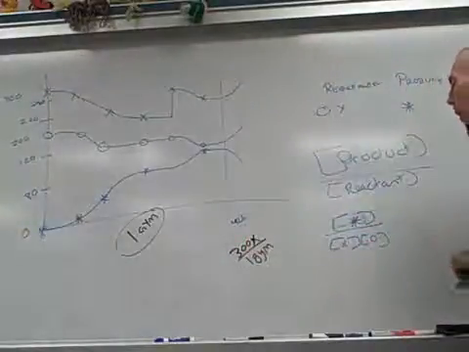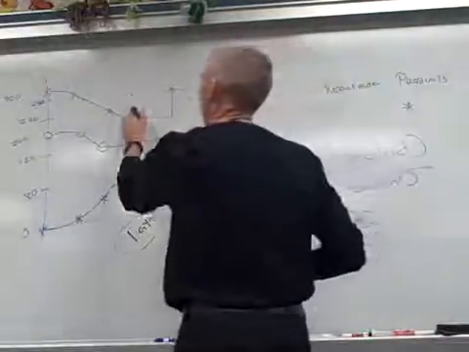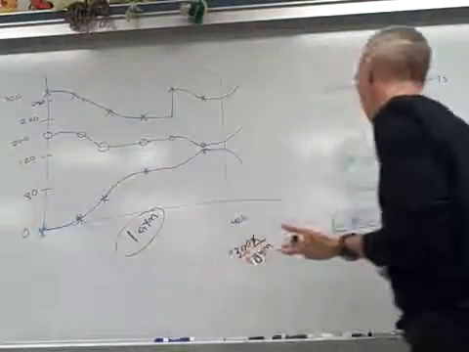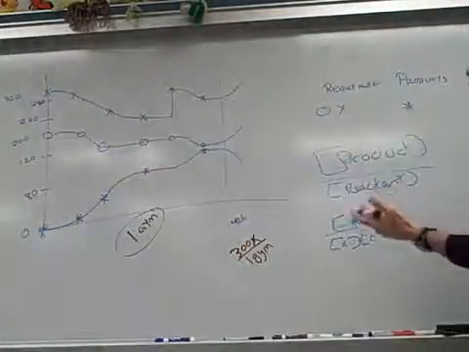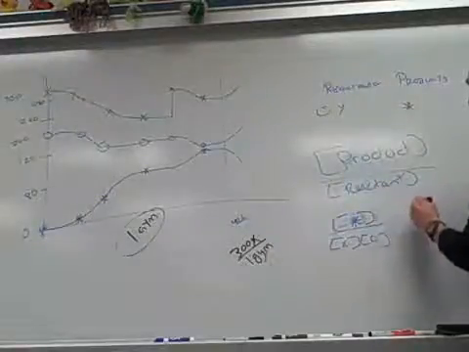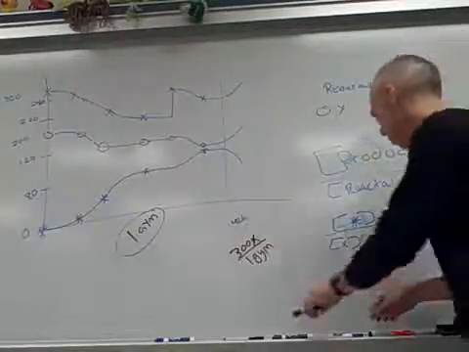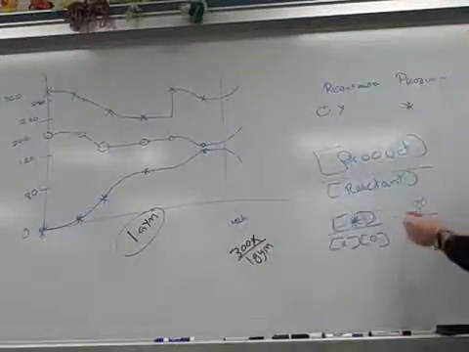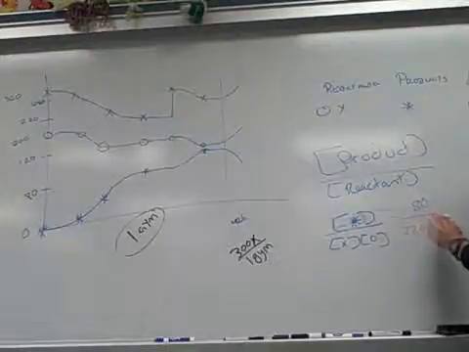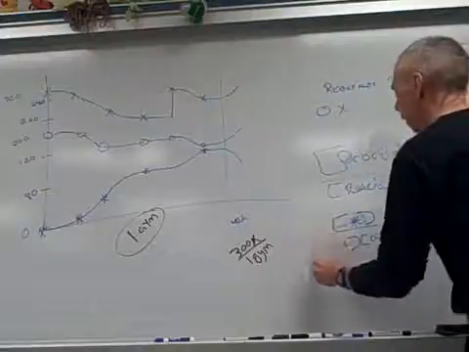Now, when we reached equilibrium, what were the numbers? What were the number of couples? 80. What were the number of single males? 220. And what were the number of single females? 120. Could somebody give me a calculated answer for that?